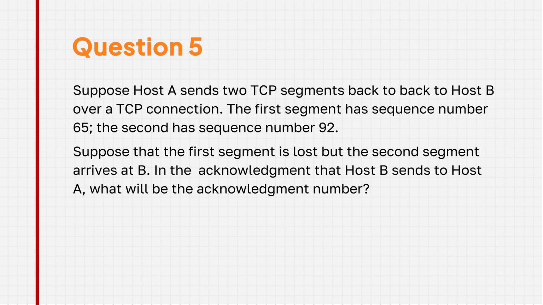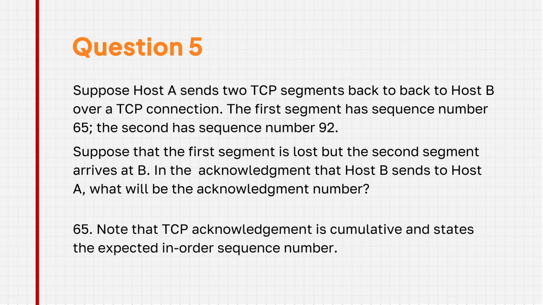$65. Why is that so? Because 65 is the next byte that B expects. First packet has not been received, right? So B still expects 65 to be received first. So it will send ACK 65. That is where TCP is different.